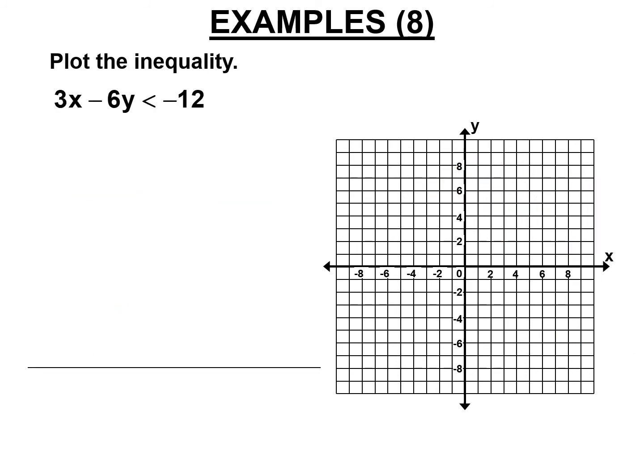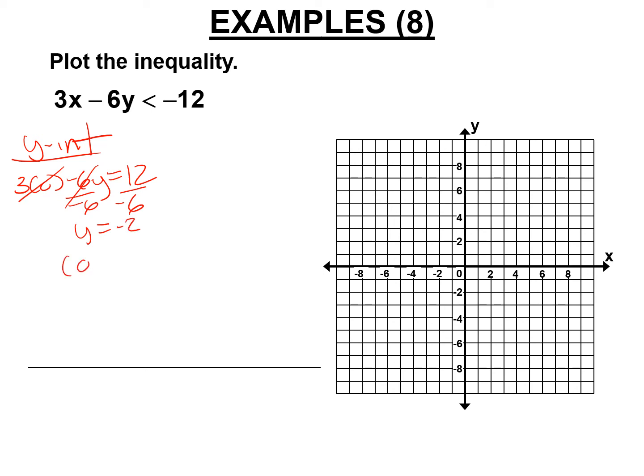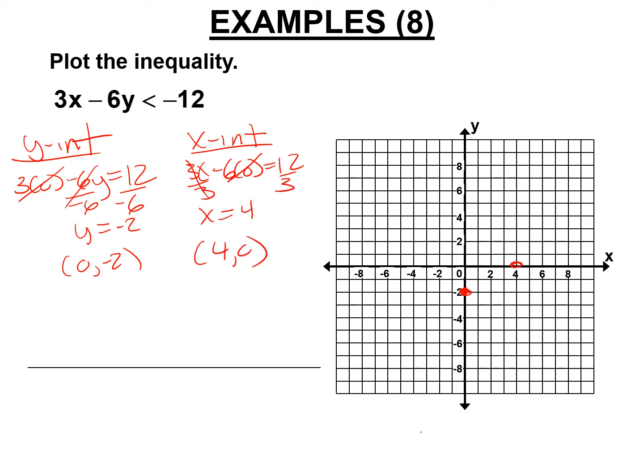So let's plot this inequality. Let's find the intercepts. So when x equals 0, negative 6y equals 12, divide both sides by negative 6, y equals negative 2. So 0, negative 2 is our y-intercept. For the x-intercept, we're going to make y equal to 0. And that crosses out, divide both sides by 3. X equals 4, so the x-intercept is 4, 0.